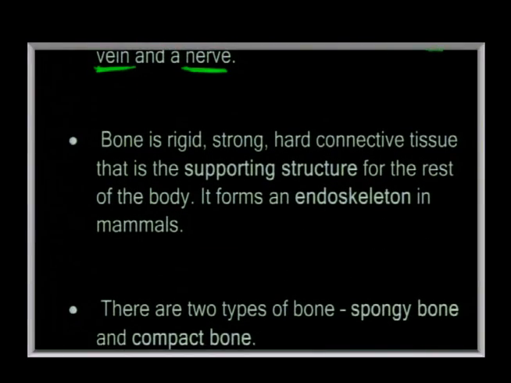Now remember, bone is rigid, strong and hard, and it's a form of connective tissue with a supporting structure. It forms the endoskeleton of mammals. I mean, we know this already. There are two types of bones: spongy bone and compact bone. Clearly, spongy bone is softer and compact bone is hard. When we looked at the diagram of the long bone, we had compact bone in the middle where the shaft was, and spongy bone at the epiphysis, which is the ends of the long bone.